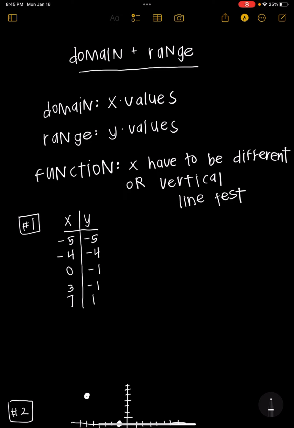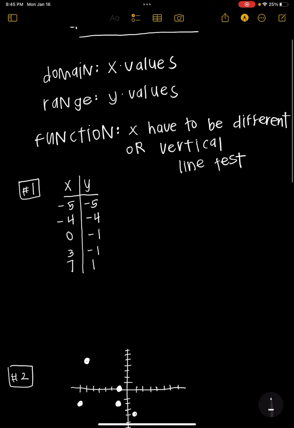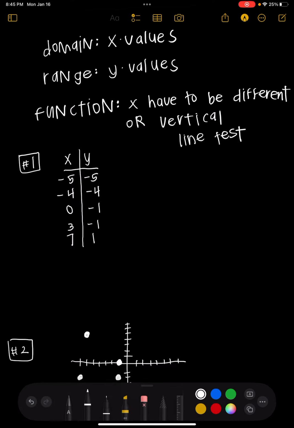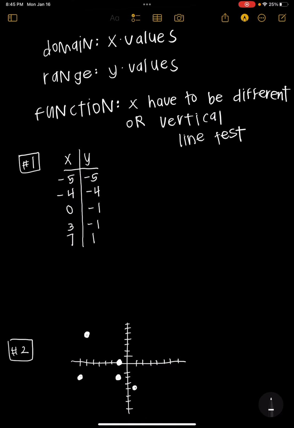So for all of these examples, what we're going to do is find the domain, find the range, and then decide if it's a function or not. So let's go through the first example. We have a list of x's and y's, and so this makes it really easy to find the domain and the range. The domain would be just all of the x values. So I'm going to say -5, -4, 0, 3, and 7. And then the range is all of the y values. So the range would be -5, -4, -1. We don't have to write -1 again because it's already happened, and then 1. So those are my domain and range.